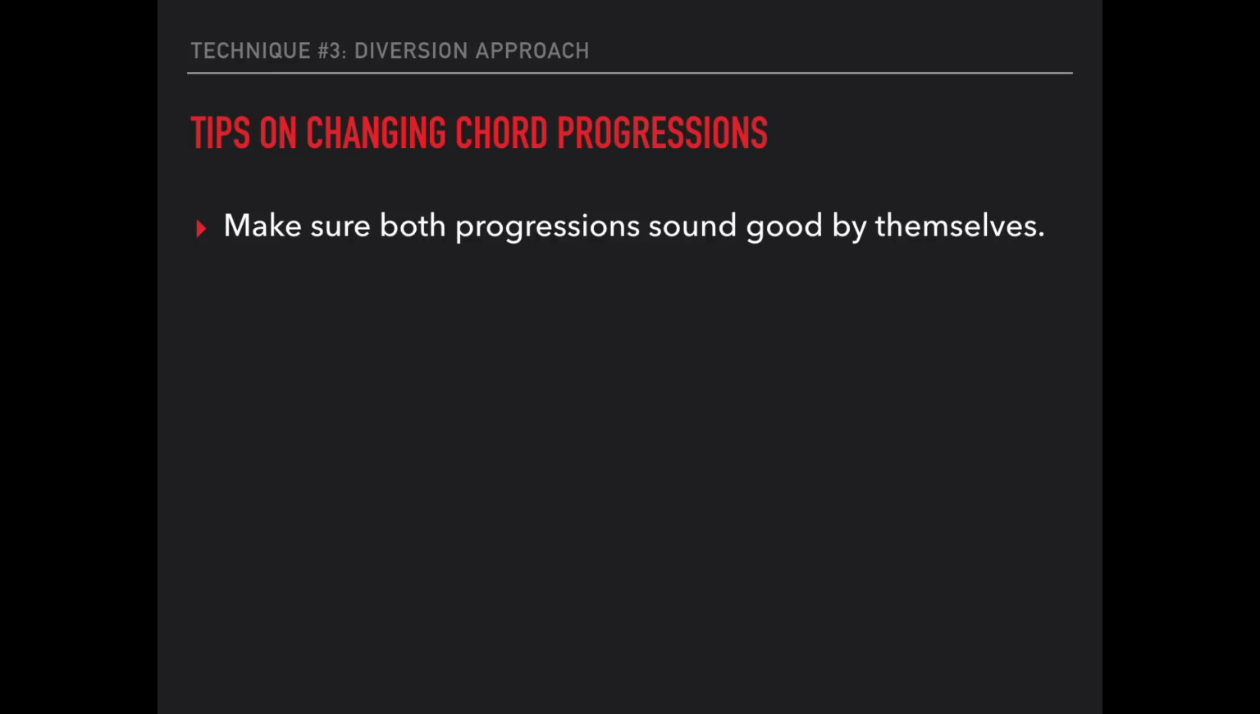The first tip is a pretty obvious one, and that's to make sure that both progressions sound good by themselves. If you're trying to change chord progressions, both of them have to stand on their own if they have any shot of working well together. So first tip, if you're writing a new progression, make sure you're happy with it by itself before you start worrying about how the transition between the two is going to sound.